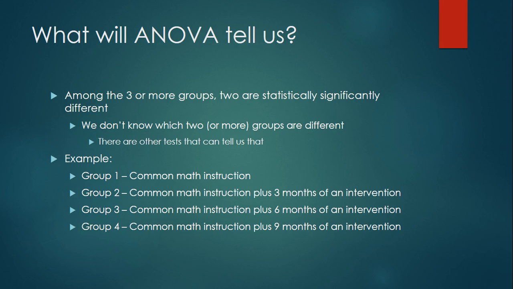The thing that's challenging about this is that we have three different levels of intervention. So we have 3 months, 6 months, and 9 months. And because Anova doesn't tell us where the difference lies, we can only presume that some groups are different. Again, later I'll talk about how we figure out which of the groups actually are the ones that are statistically significantly different.